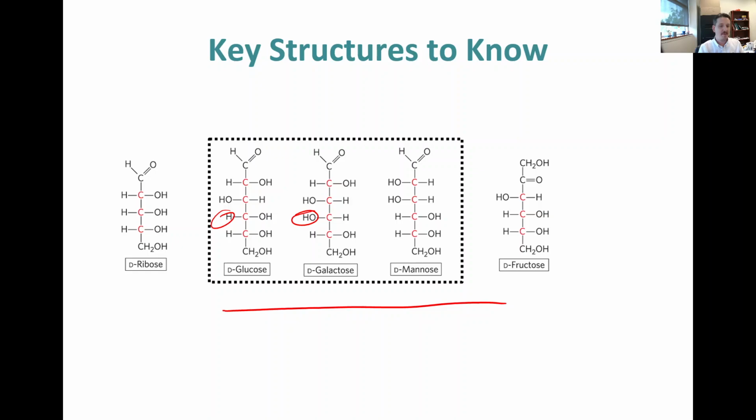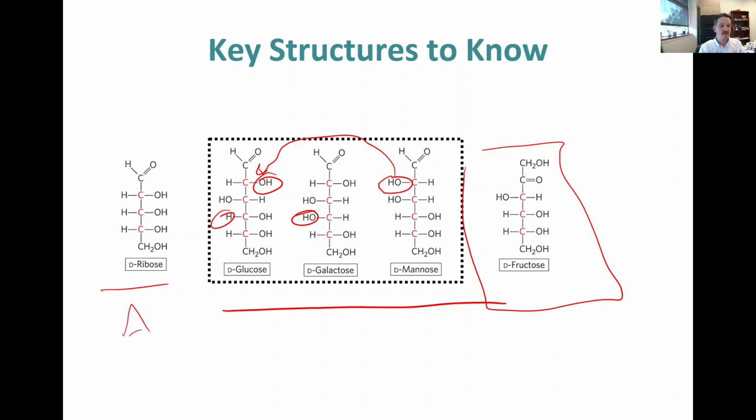And here we have mannose. These are the ones that are epimers. Fructose, of course, comes up an awful lot, and ribose as well, for various different cellular processes. This is an aldose. Fructose is probably the most famous ketose. So these are going to come up a bunch in biochemistry, and if you did want to learn some structures, these would be the ones to learn.